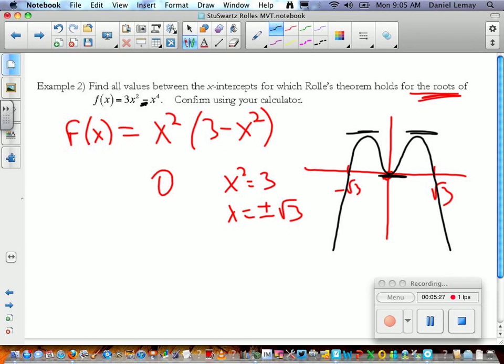So now to use Rolle's theorem, let's take the derivative and factor it out. We want to see where that equals 0.